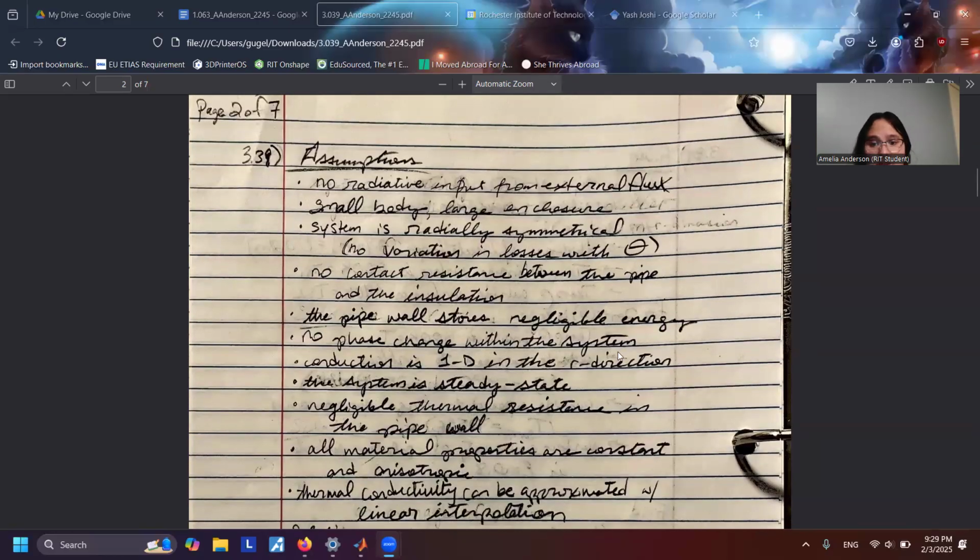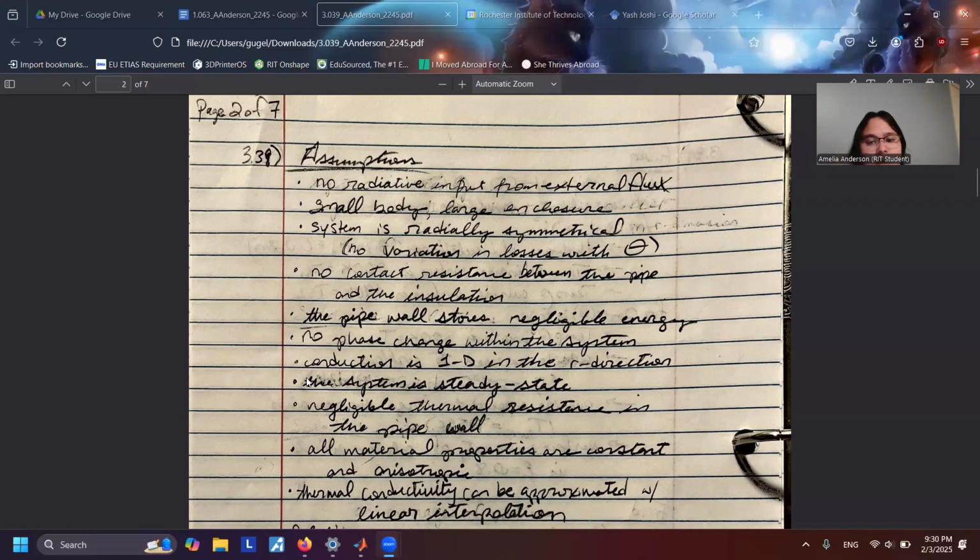No phase change within the system. So it's a steam pipe, but once you involve phase change, then you have to deal with latent heat and all this other stuff. No, thank you. We're just going to say no phase change. We're reducing the complexity as much as possible. This is not a steam pipe that turns into a water pipe. No.